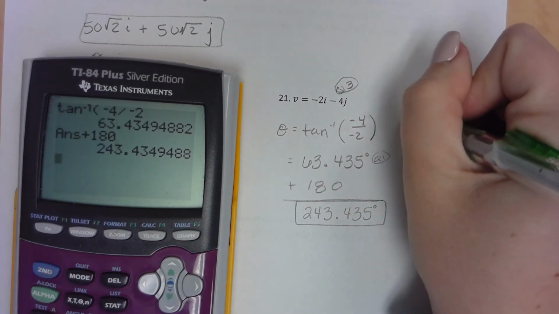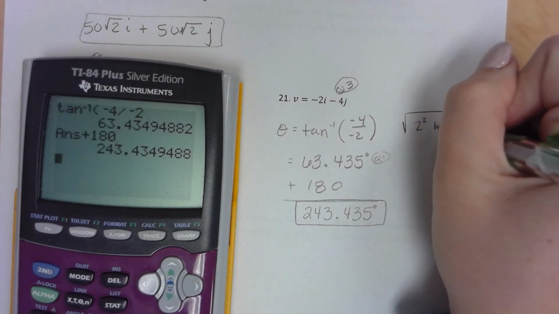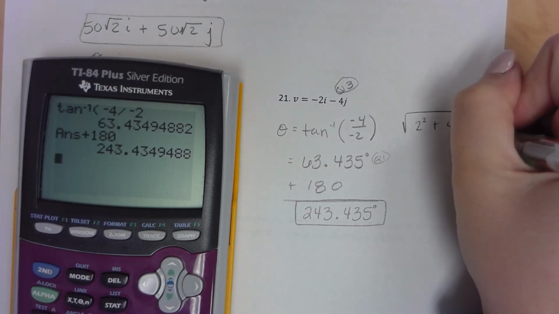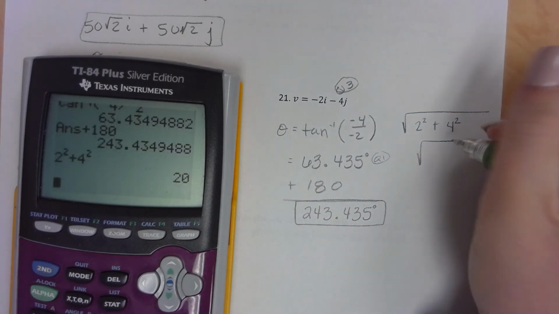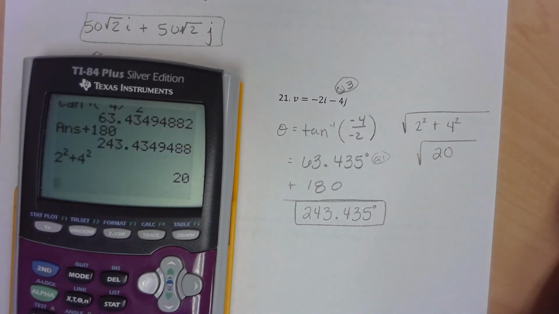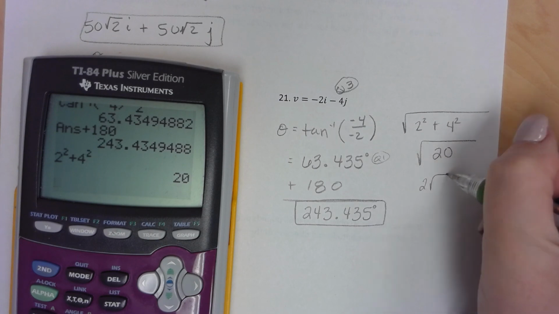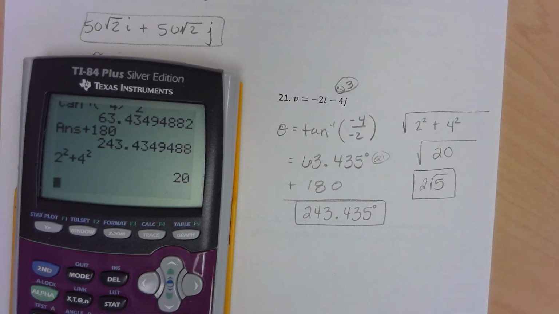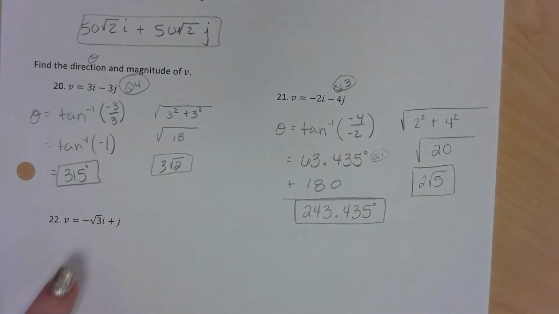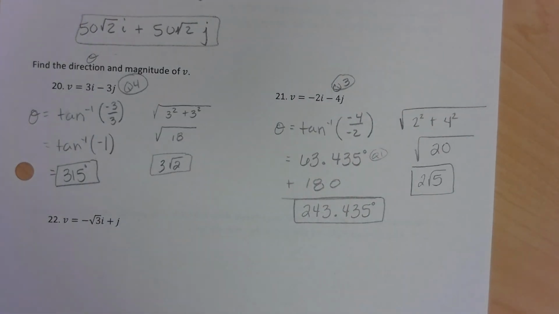Then to find the magnitude, we're going to do the square root of 2 squared plus 4 squared, which is going to give us square root of 20, which can break down into 4 times 5, so 2 root 5. Okay, and then I'm going to leave number 22 for you guys to do on your own.